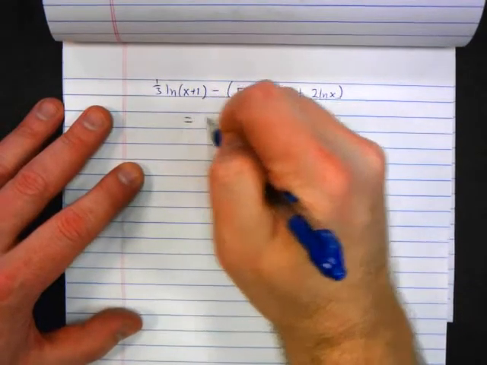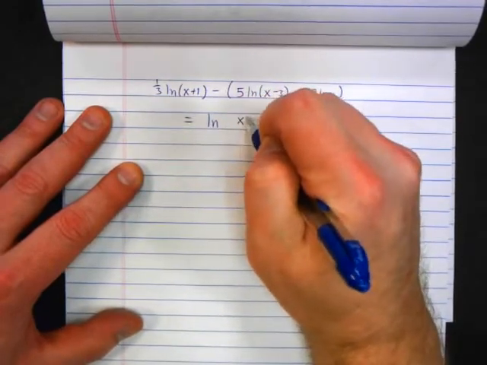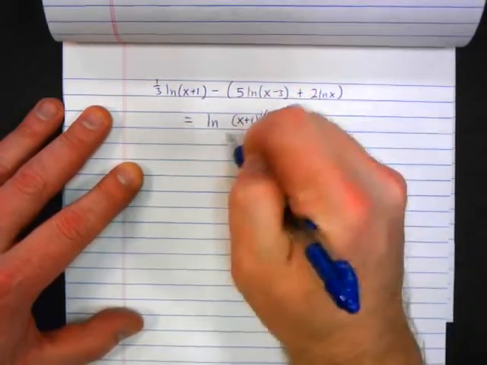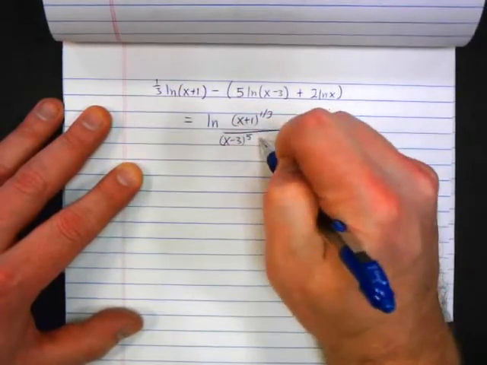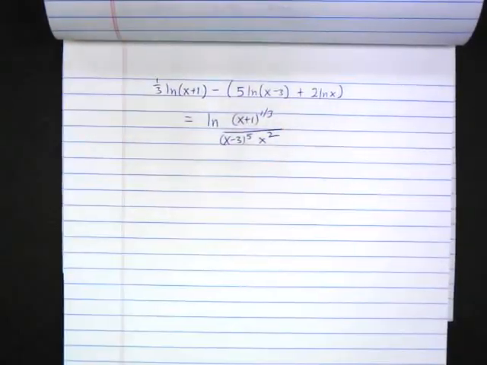So the answer there would be ln of x plus 1 to the 1/3 divided by x minus 3 to the 5th. And then the x squared would go on bottom that time because you distribute the minus through, it's got a minus in front of it. Correct. Other questions?